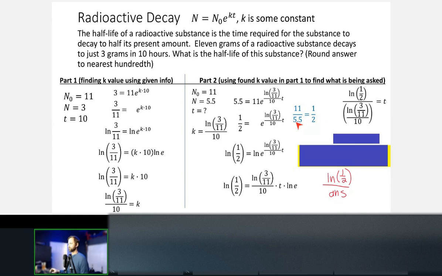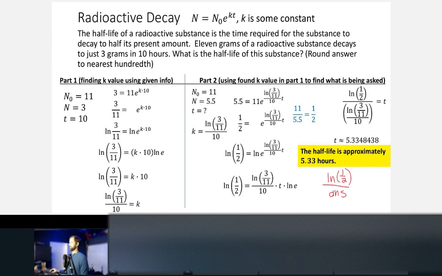All right, what did everyone get? Oh, and by the way, round to the nearest, what does it say? Round to the nearest hundredth. So we got about 5.33 hours. 5.33 hours. Yeah, perfect. That's exactly the answer. So there's the long one you should have got, and then that.